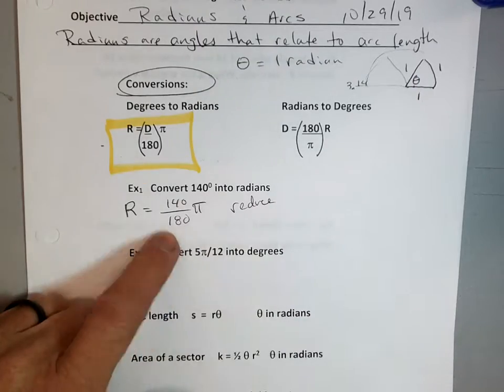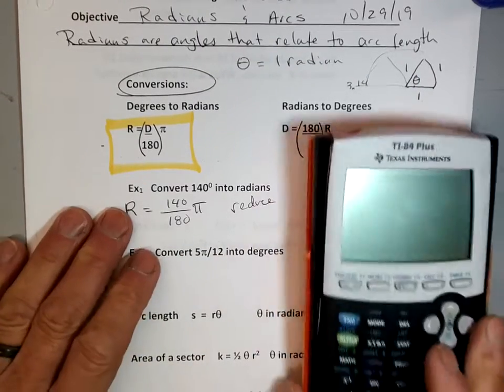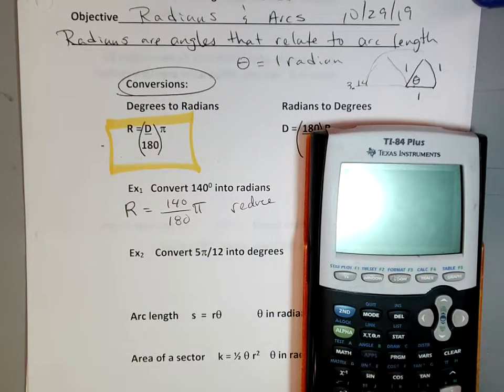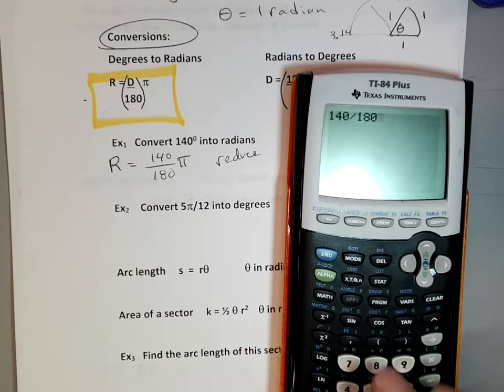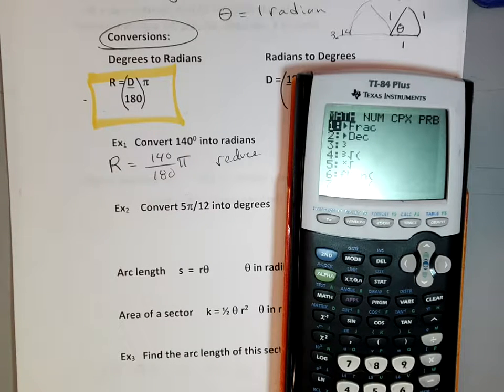Now, there's a cool button in your calculator for reducing, right? I'll show you real quickly. So if you go to 140 divided by 180, okay? And if I want to reduce that fraction, I go to Math, highlight Fraction, and my calculator is going to do the reducing for me. Isn't this slick? Boom. Can you show us again? I'm sorry. Yep.